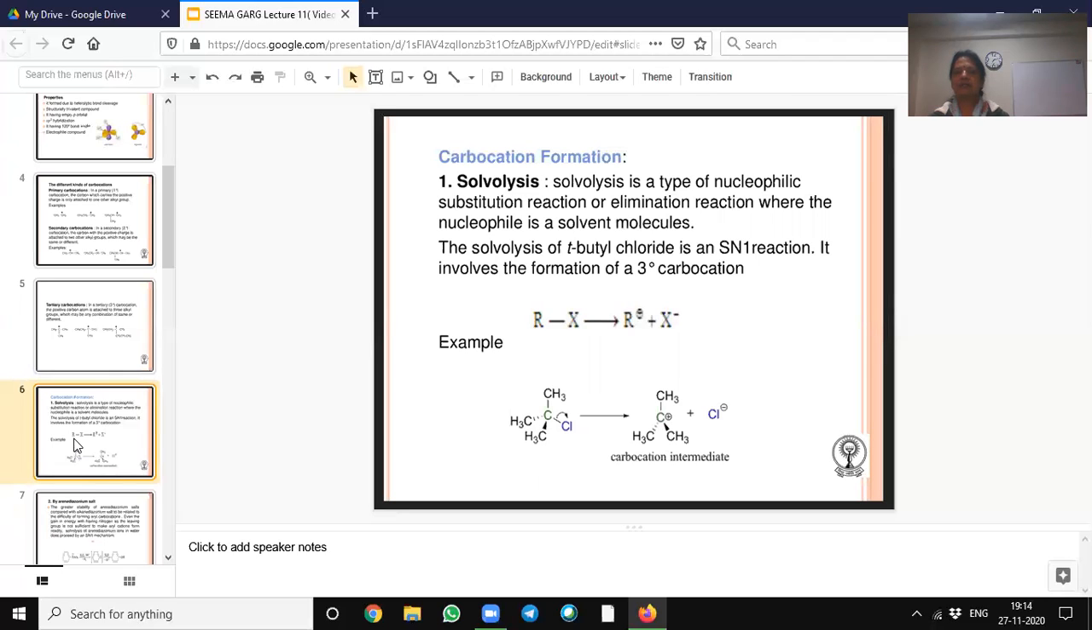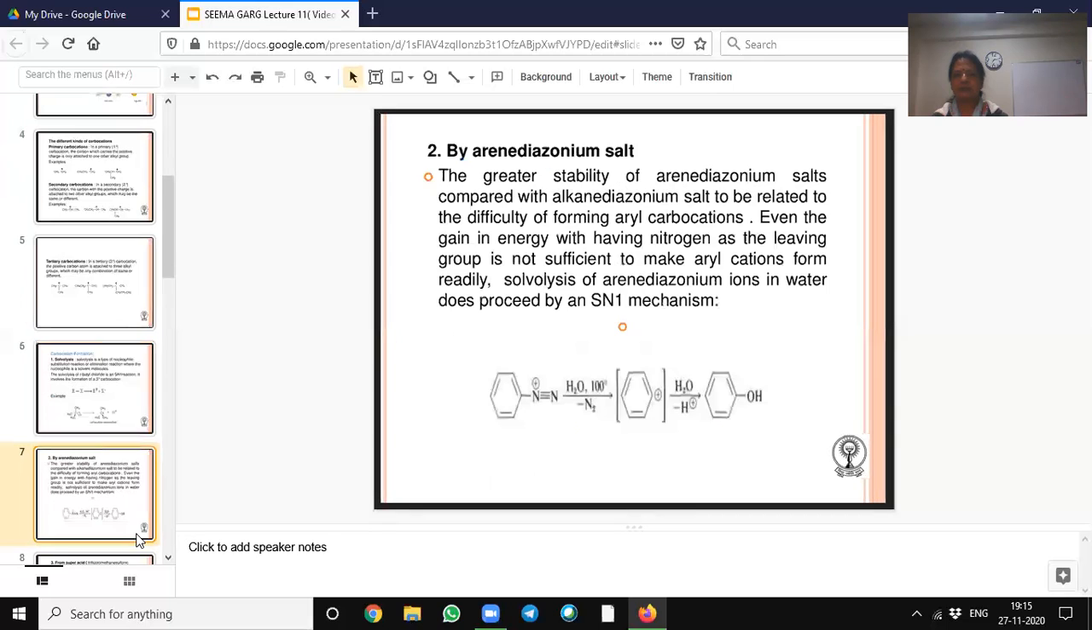Formation of carbocation: solvolysis. Solvolysis is a type of nucleophilic substitution reaction or elimination reaction where the nucleophile is a solvent molecule. The solvolysis of tertiary butyl chloride in an SN1 reaction involves the formation of a tertiary carbocation. See here, the alkyl halide will dissociate into carbocation and nucleophile. See here, carbocation intermediate formation.